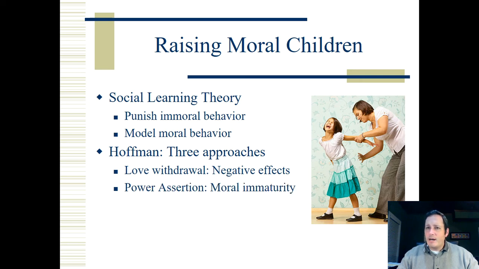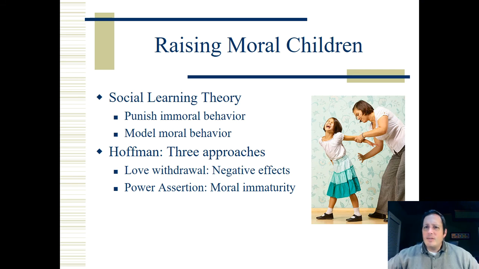You also have power assertion, and you can see the power asserting here. I'm asserting my hand to your backside. And so that power assertion is, and taking away privileges and other sorts of things. What that's teaching the child is a real moral immaturity, because basically what it's stating is, when I get big, I can force others to do as I say. So it's not based on that mutual responsiveness that we were talking about in the last module, but rather that I am forcing you to do something.